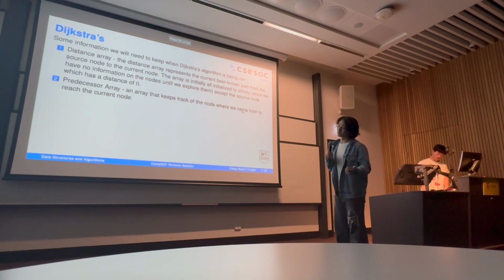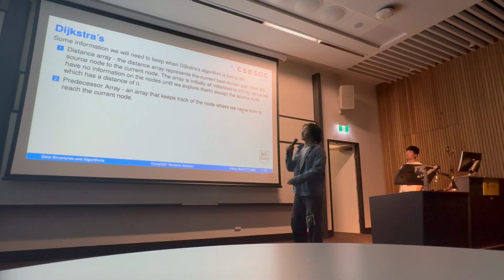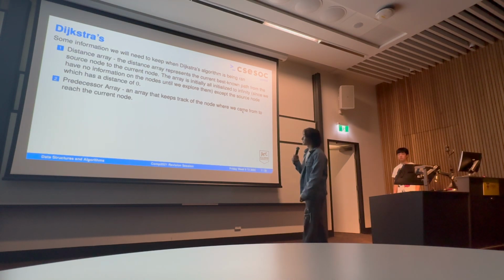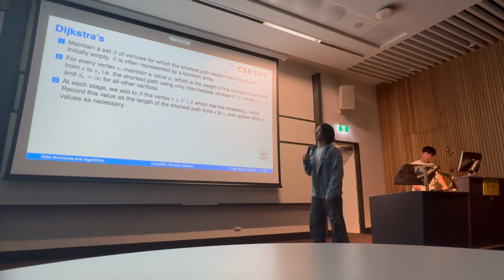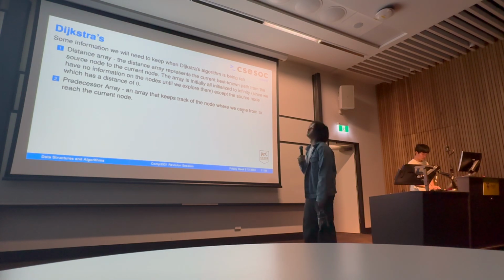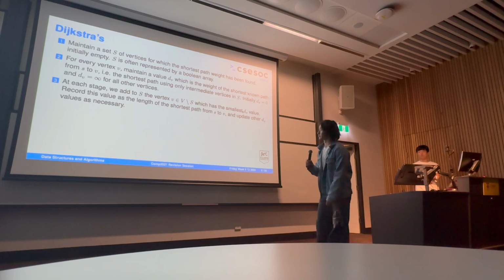We assume the worst case, which is that they are infinitely far away. And also except the source node, because we're already there, so we can just say that the distance is 0. And then we also need a predecessor array. This array keeps track of the node where we came from to reach the current node. Pretty self-explanatory. When we say where it came from, we mean directly, so directly before.